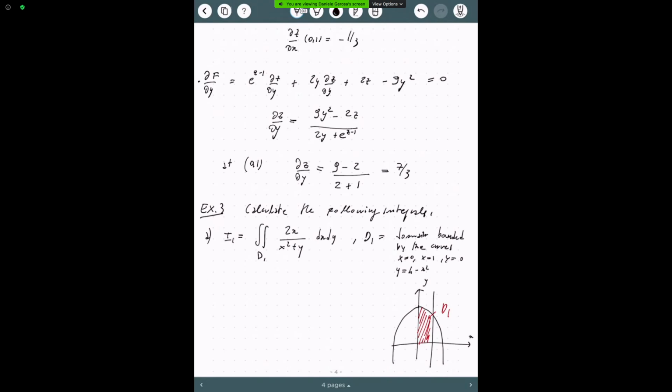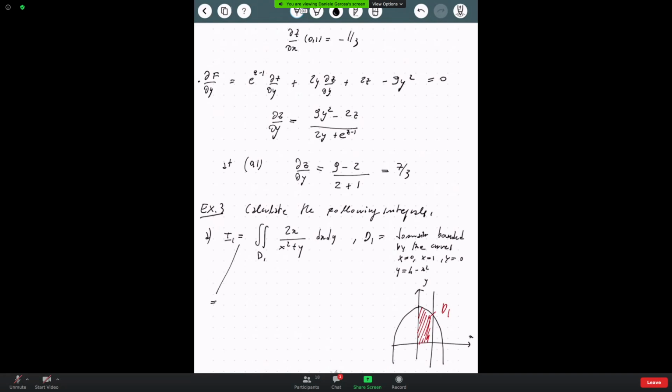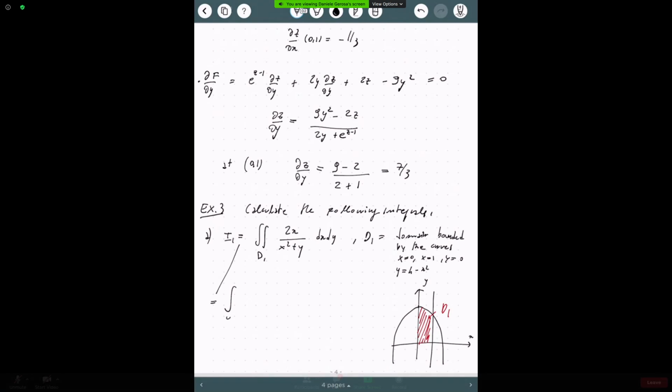Okay, then what we have to do is calculate this integral. So let's see. x will be a free variable between 0 and 1, and y will be between 0 and 4 minus x squared. We integrate in y and then in x. So what do we get?